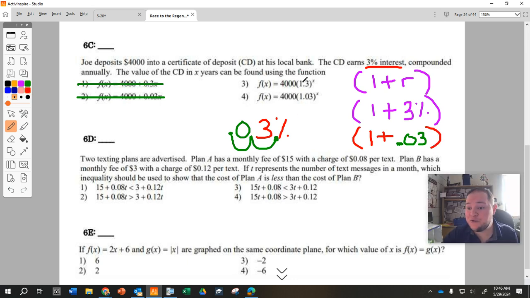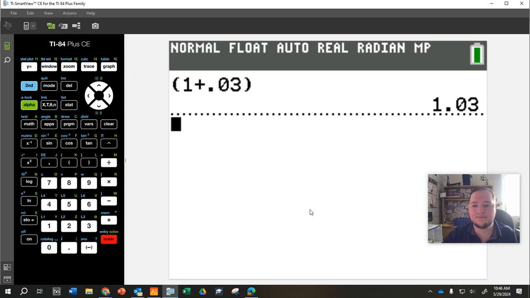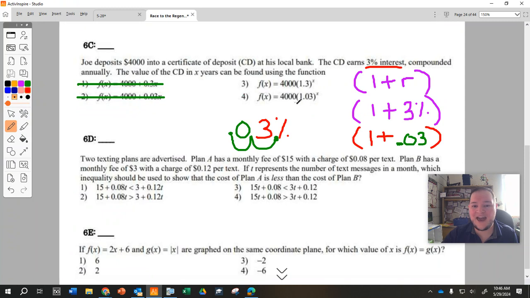Now, looking at the 2 parentheses and the 2 choices, only one of these has 1 plus 0.03 correct. Is it 1.3 or 1.03? Hopefully you can tell. If you're not sure, really quickly, type in 1 plus 0.03. It spits out 1.03, which is now undeniable. Has to be choice 4, which is 1.03.